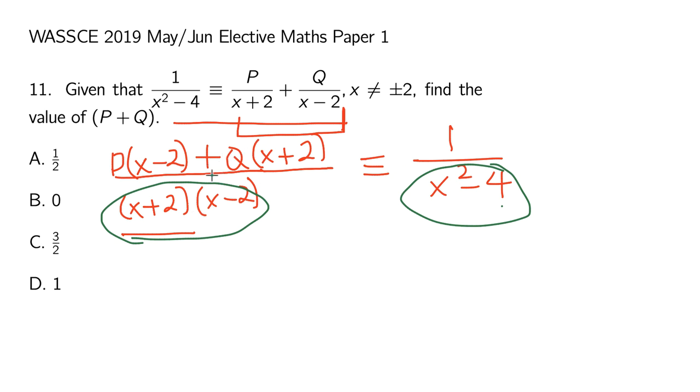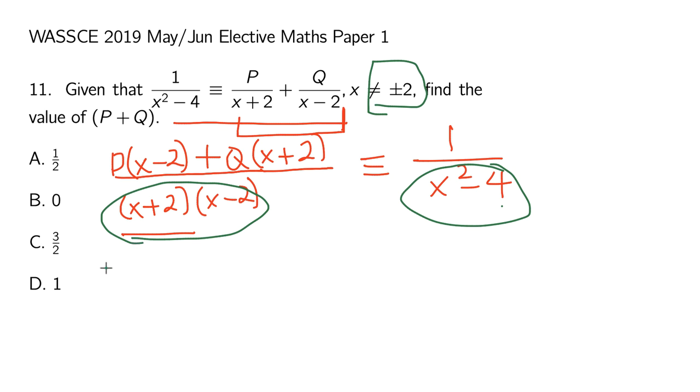And so since these two sides are equivalent, it means that for every value of x apart from these ones, the left hand side is equal to the right hand side. And if the denominators are equal, then the numerators also must be equal. So we can write that p times x minus 2 plus q times x plus 2 is equivalent to 1. And then we can choose convenient values for x that are going to eliminate one of them, and we proceed.